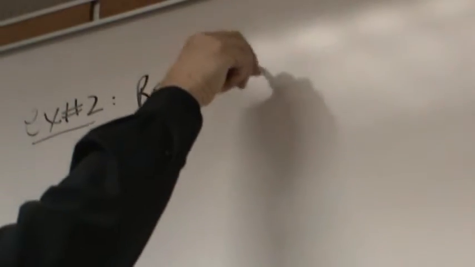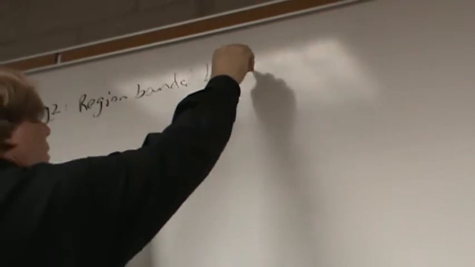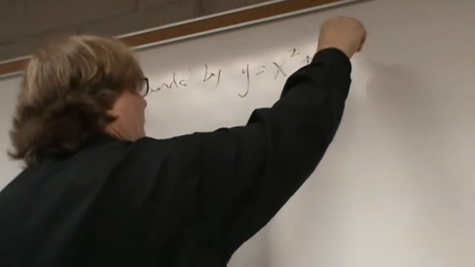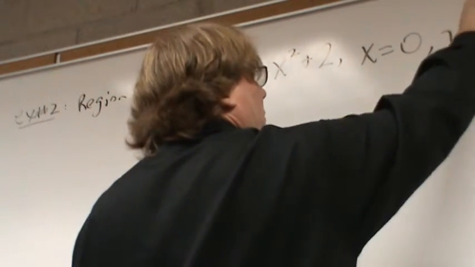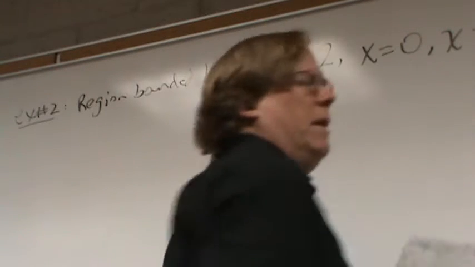Region bounded by y equals x squared plus 2, x equals 0, x equals 2, and y equals 1. So I've just given you a region bounded on all four sides.